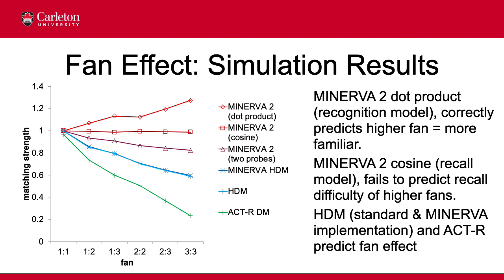For recall tasks, Minerva standardly uses the vector cosine as a metric instead. The cosine is constant across fans, failing to predict increasing difficulty with higher fan. We note that the ACT-R and HDM models use 2 memory recalls, one for each item in the pair, and adopt the same strategy with Minerva. When we do so, Minerva is able to correctly predict the fan.